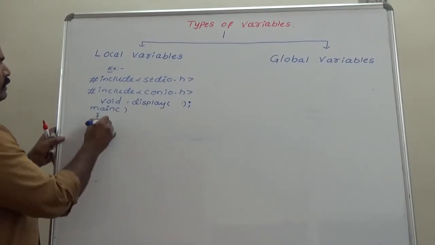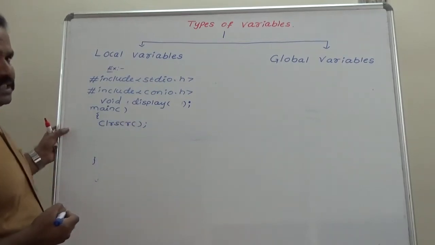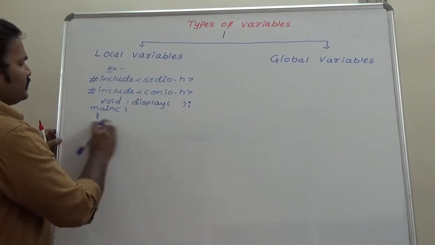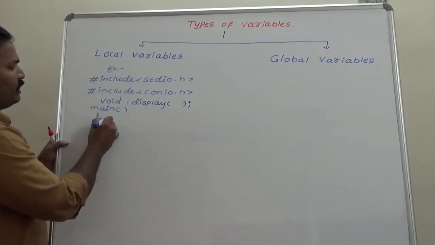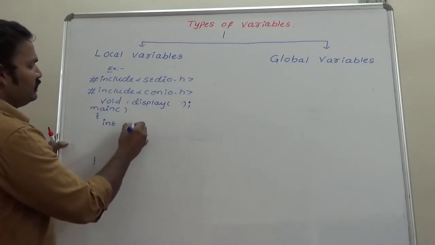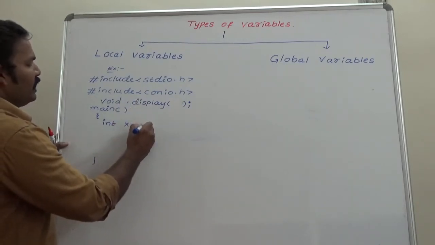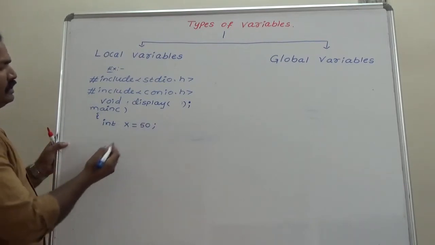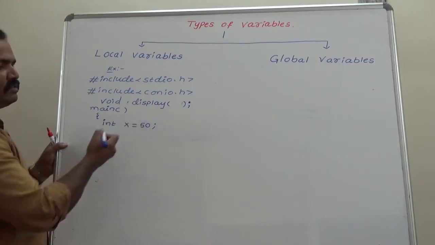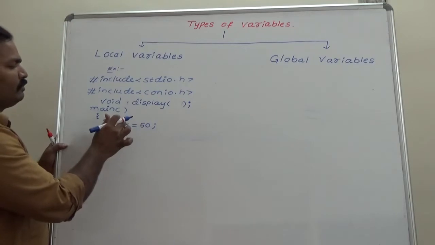Okay. So in main function, I am writing clrscr function to clear the output screen. Before the clrscr function, in main function I want to declare one variable. Data type int, variable name is x, and I am assigning a value to this variable. Here equal is the assignment operator which is used to assign right side value to left side variable. So here 50 will be stored in x variable.